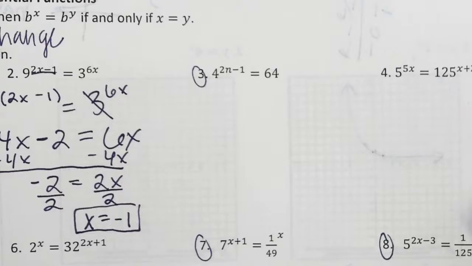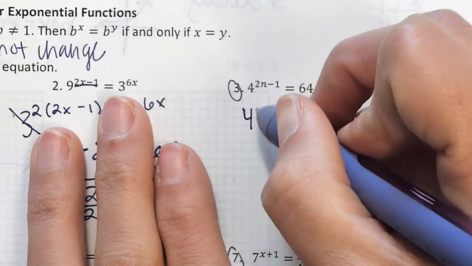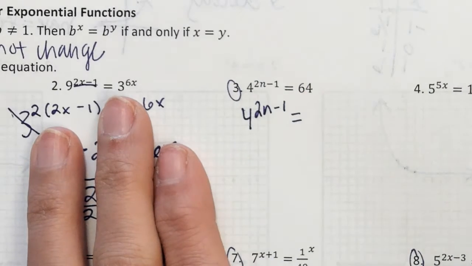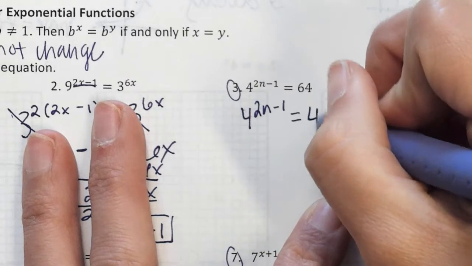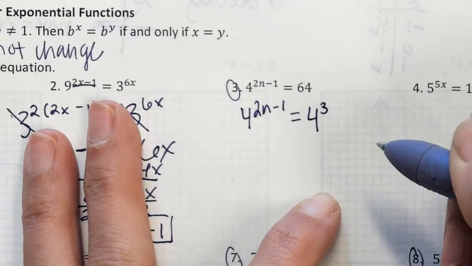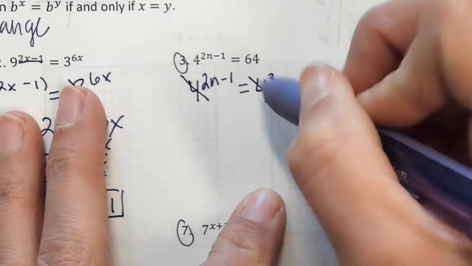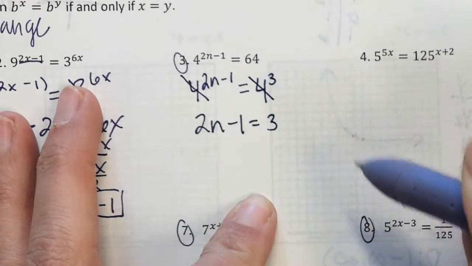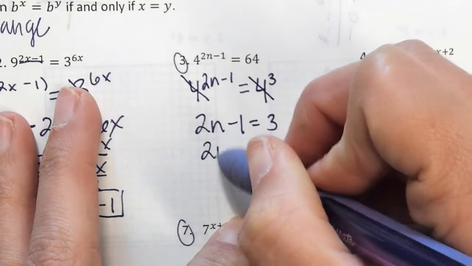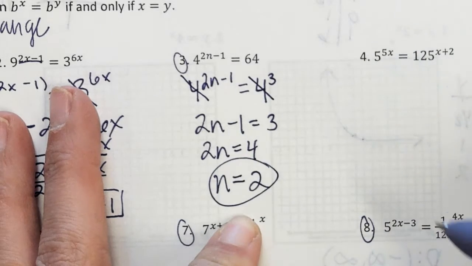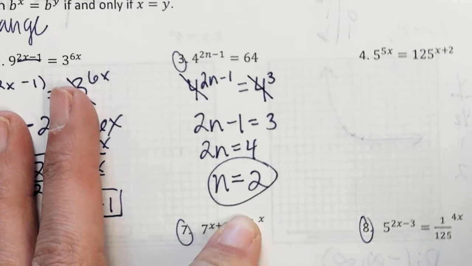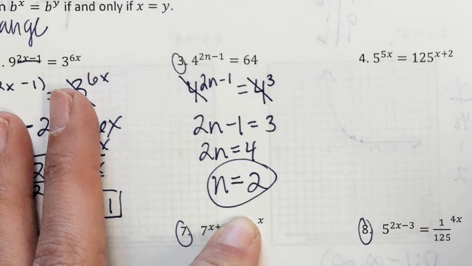Alright, on number 3, what's the smallest base? Okay, let's try to leave it the same. Can we raise 4 to a power to get 64? 4 to the 3rd? Check it in your calculator. Very good. So I would write this as 4 what? Good. Then I would cancel out my 4s. I'd have 2n minus 1 equals 3. Then I would do what? And so n equals? Very good. And you can check that on your own if you'd like.